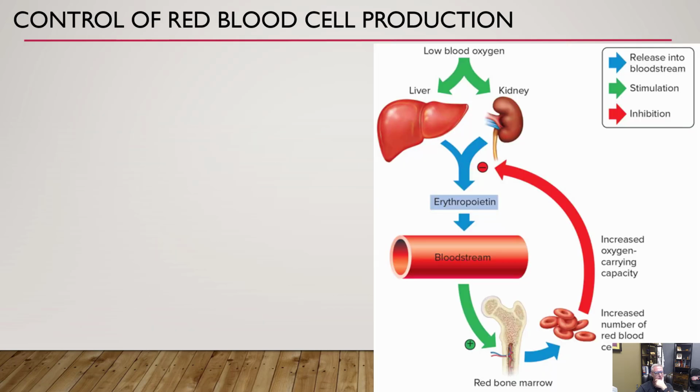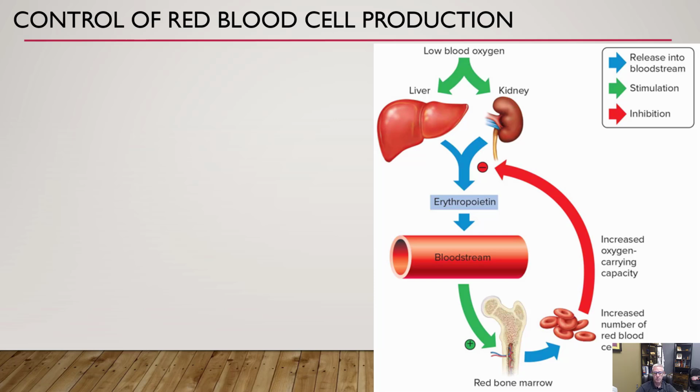All right, so here is just the pathway for red blood cell production. Low blood oxygen levels are going to stimulate the liver and kidney to secrete this erythropoietin into the bloodstream. Erythropoietin is going to stimulate the red bone marrow, and that's going to result in an increased number of red blood cells, and hopefully will increase your oxygen carrying capacity. And then the increase in red blood cells is going to provide your negative feedback loop and inhibit erythropoietin secretion.